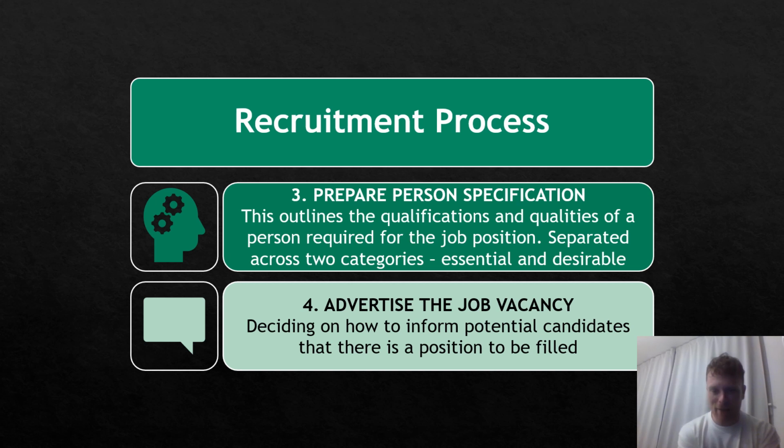Number 4, we advertise the job vacancy, so we decide on how to inform potential candidates that there is a position to be filled. We can do this in several different ways. The next lesson we're going to look at internal and external recruitment, which will make it a bit more clear to you. But if you think about where you have seen a job advert yourself, they're available on the company website, now on social media pages.